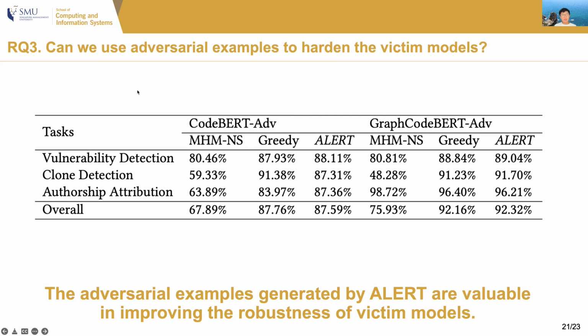From this table, we can observe that all the adversarial fine-tuned models perform much better than the original ones. The average improvement on the examples generated by solely using the greedy attack and by employing the GA attack is actually close. So we suggest using greedy attack for adversarial fine-tuning, which is faster. In general, the adversarial examples generated by our method are valuable in improving the robustness of victim models.